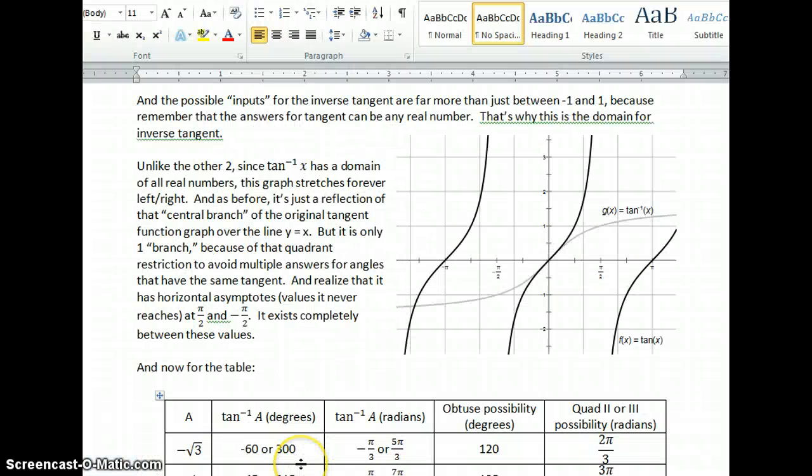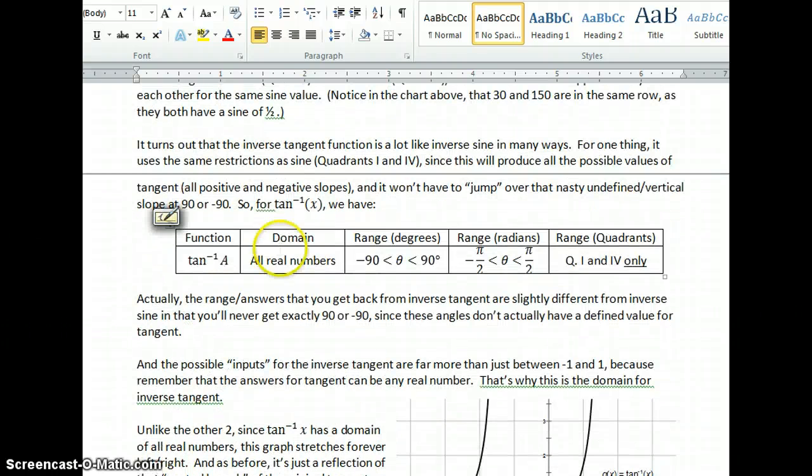So there's your domain for inverse tangent. The domain is all real numbers. The range then is going to, again, come in somewhere in quadrant 1 or 4.